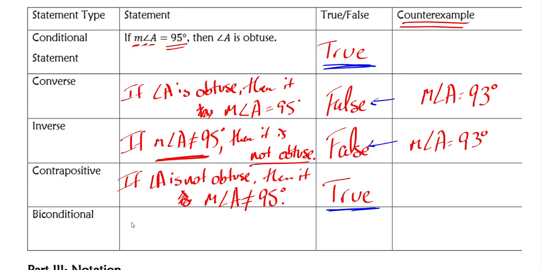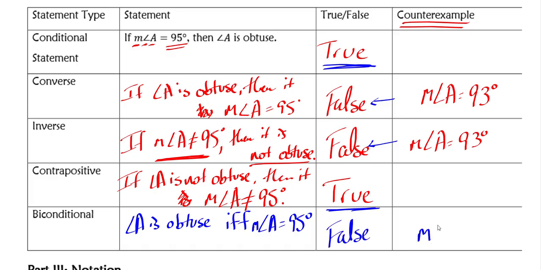So the biconditional would be that angle A is obtuse if and only if the measure of angle A equals 95 degrees. That is false. Same counterexample works. The measure of angle A could be 93 degrees, which means that can't possibly be a true statement. Angle A is obtuse if and only if the measure of angle A is 95 degrees. Well, that can't be true because it could be 93.